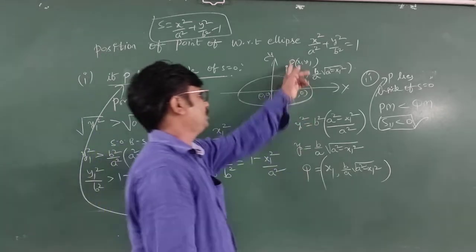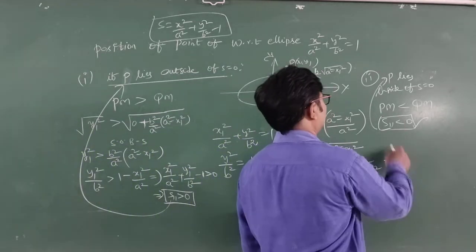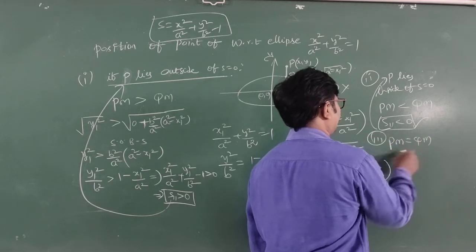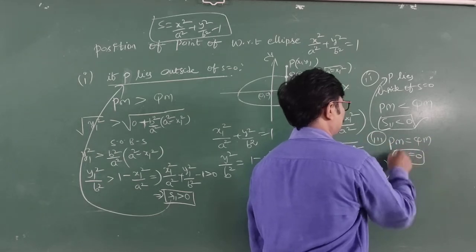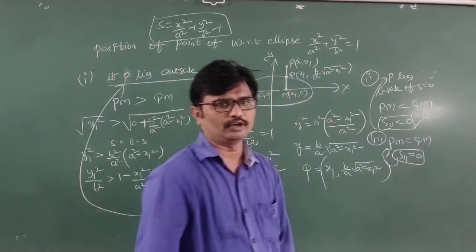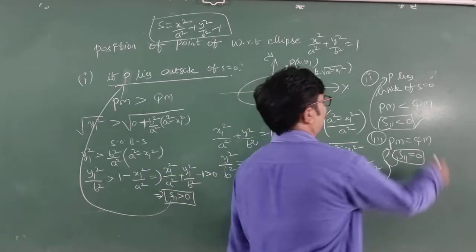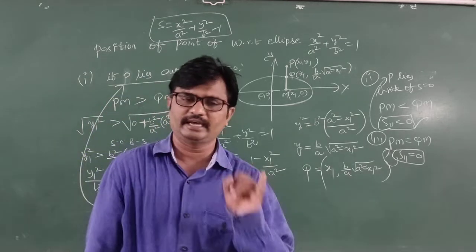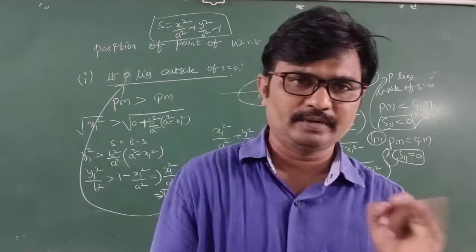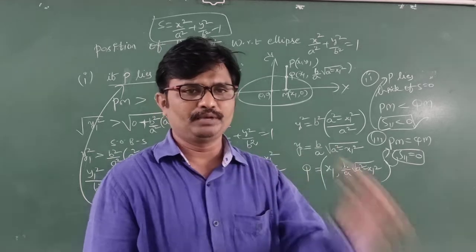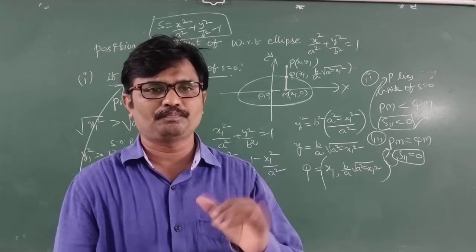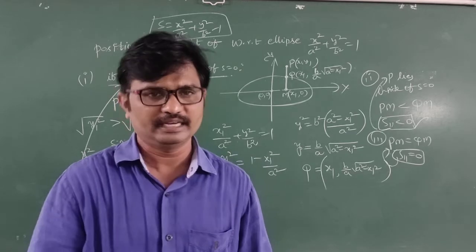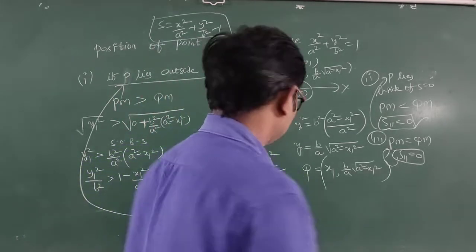My dear students, if P is coincident with Q, then it is nothing but PM equal to QM. This is the third case, S11 equal to 0. My dear students, P lies on the ellipse. Is it clear? P lies on the ellipse, that means S11 equal to 0. S11 greater than 0, P lies outside. S11 less than 0, P lies inside. Okay, students.